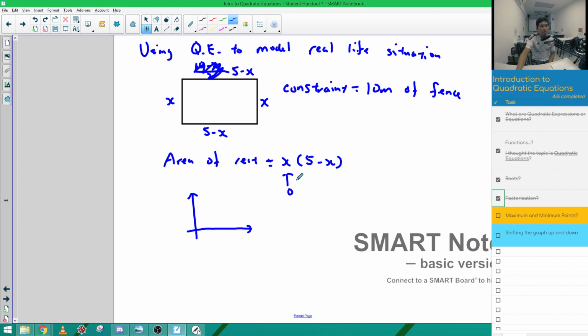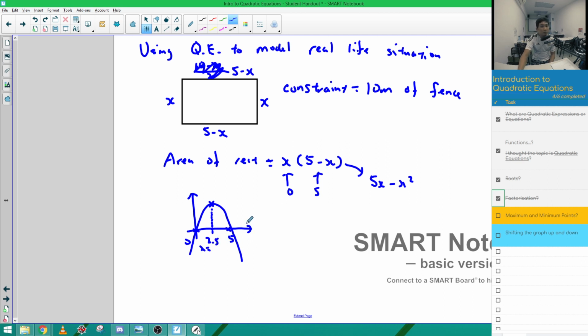From here, I can tell that the roots are going to be 0 and 5. So 0 and 5. Okay, so you can see that it's going to be a frowning curve like that, because if I expand this out, this will be 5x minus x squared. And we know that when the coefficient of x squared is negative, we get a frowning curve. And here's a shortcut on finding the maximum point. Since quadratic graphs are always symmetrical, the maximum point here will be the midpoint between 0 and 5, and that is 2.5.